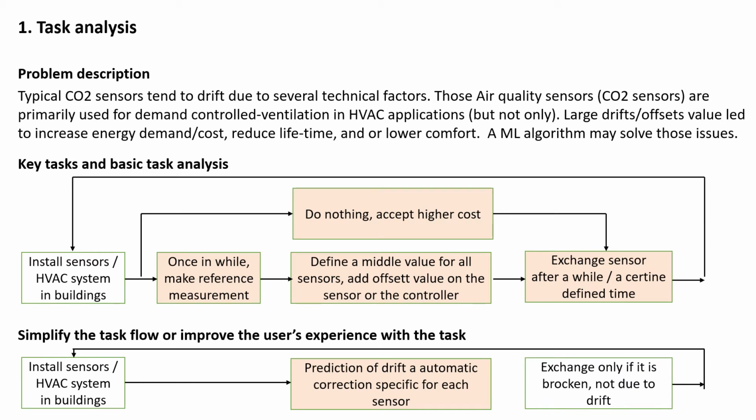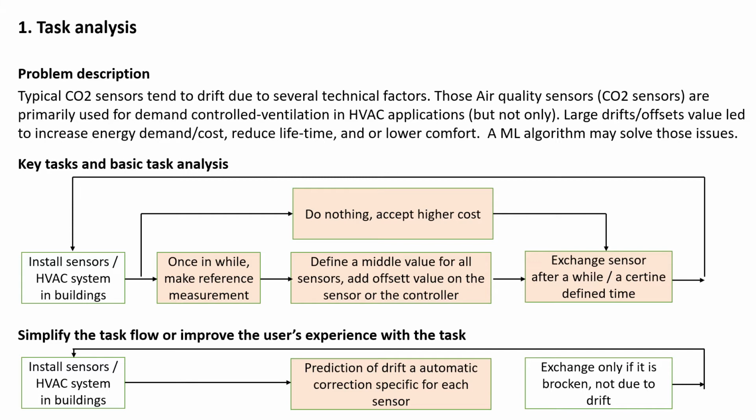Let's start now with the task analysis by describing the problem. This is the same problem which I presented already in the former two presentations. Here, typical CO2 sensors tend to drift due to several technical factors. Those air quality sensors are primarily used for demand control ventilation in HVAC applications. Large drift offset values lead to increased energy demand, cost, reduced lifetime and/or lower comfort. A machine learning algorithm may solve those issues.